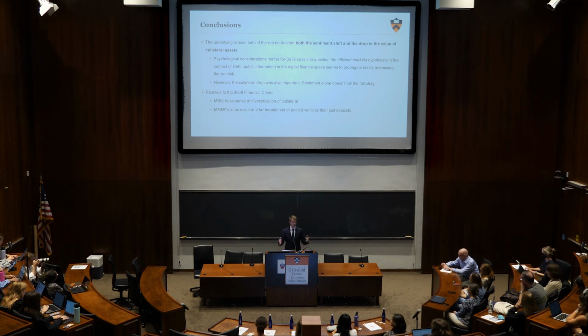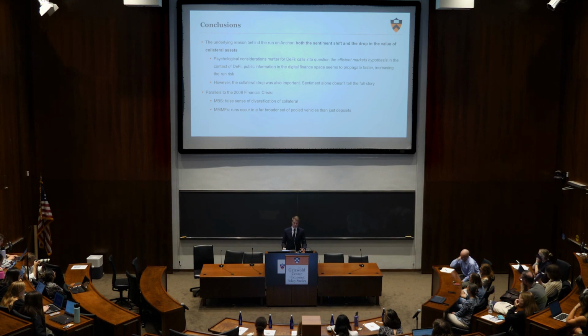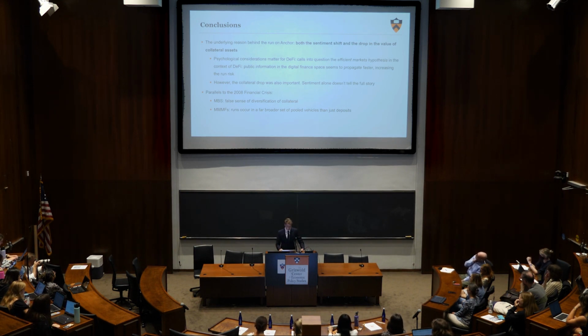Maybe the data in DeFi propagates much faster because of the reliance on Twitter, right? Maybe protocols like Anchor and other lending protocols, there's quite a few of them, are more likely to undergo a bank run compared to traditional institutions because of that nature of information in digital space. However, it's worth noting that collateral was also important, right? The regression with just sentiment wasn't sufficient to tell the whole story. So was there a design flaw in Anchor? Clearly there was. But psychological considerations also matter.